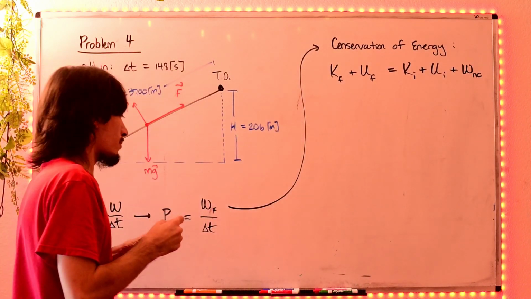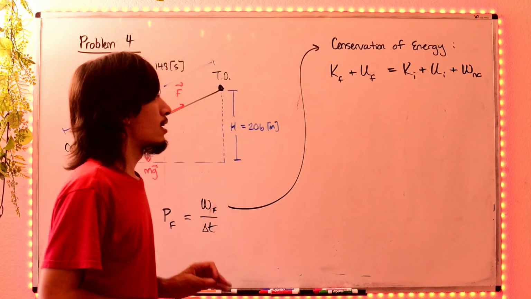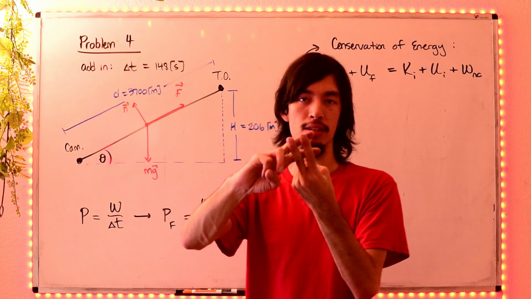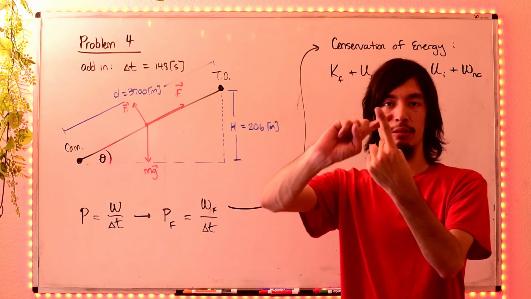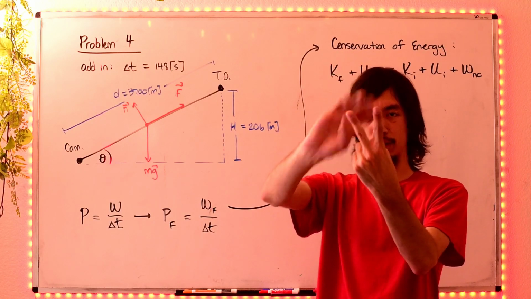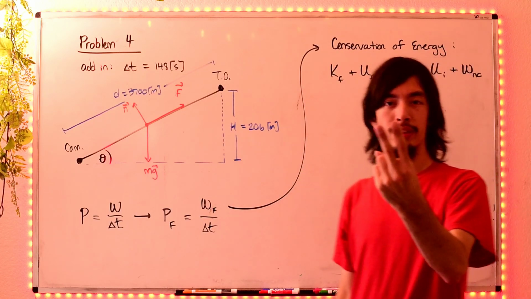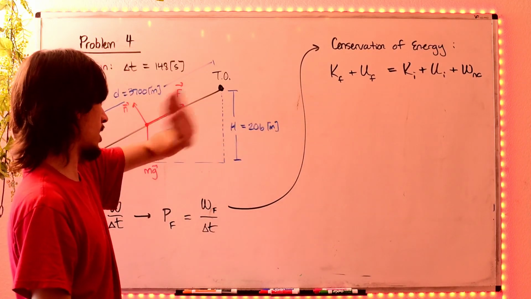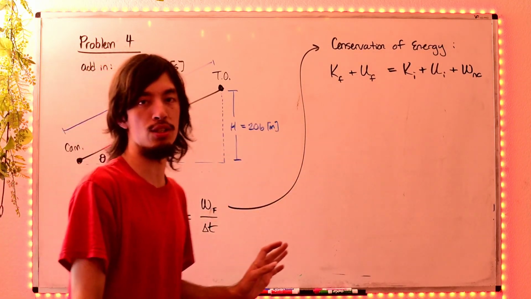So now, remember that there are only two things, at least at this point in mechanics, that are considered conservative: the gravitational force and the spring force. Those are the two things that we write the potential energy for. Any other force in here is considered to be non-conservative.